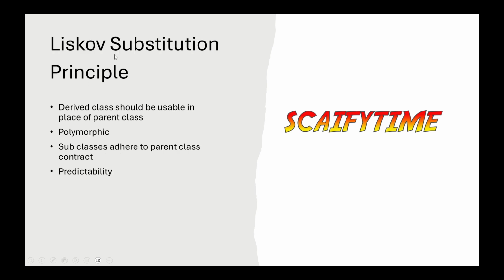So the L stands for Liskov substitution principle. And this basically means that a derived class should be usable in place of its parent class without the calling code knowing it. This enables polymorphic behavior, making code more flexible and reusable. It ensures that subclasses adhere to the contract defined by the parent class, and it provides predictability as we can guarantee that we can replace the parent class with a derived class and not break the application.